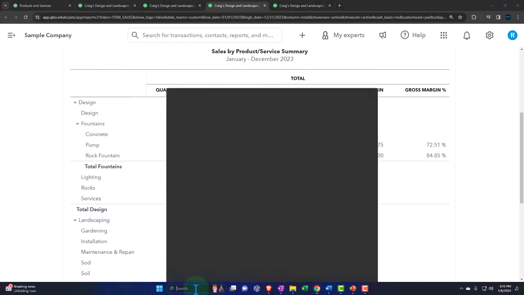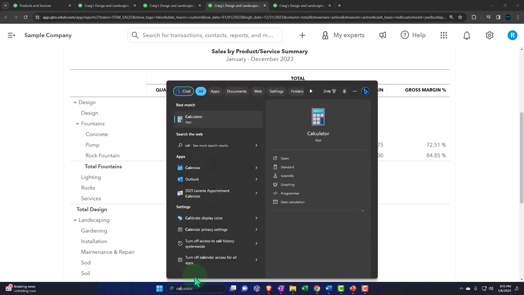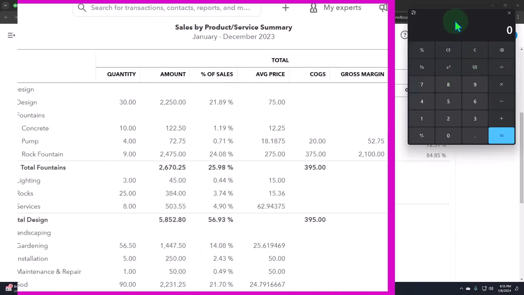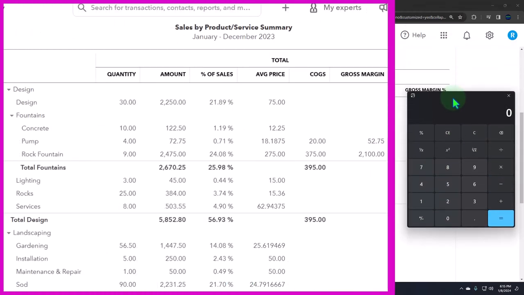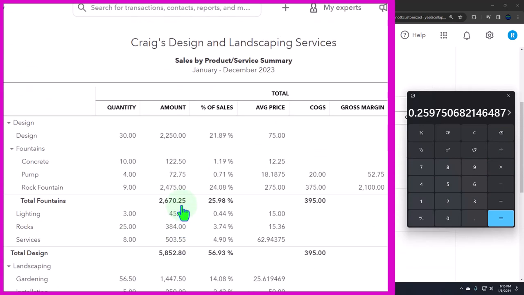The percentage of sales column, let's pull out a trusty calculator. Where's my calculator? It's not in my recently used area. How can that be? There's the calculator. So then we can say, if I took the total, the 2670.25 divided by the total down here, divided by the 10280.05, that's going to give us, if I move the decimal two places over, the 25.98 about. So that's what the percent is.